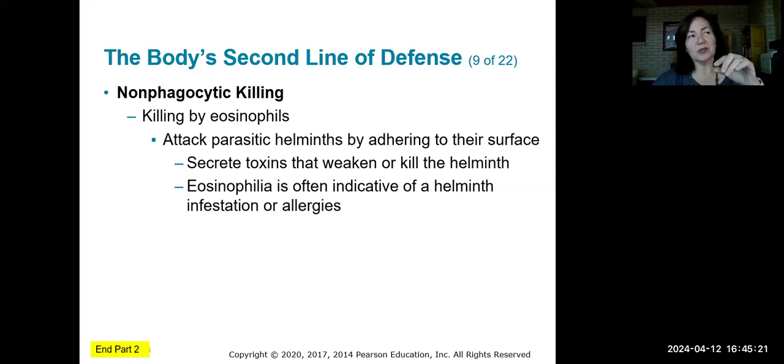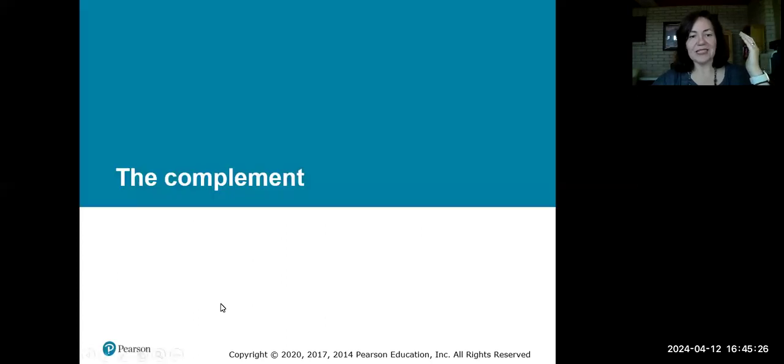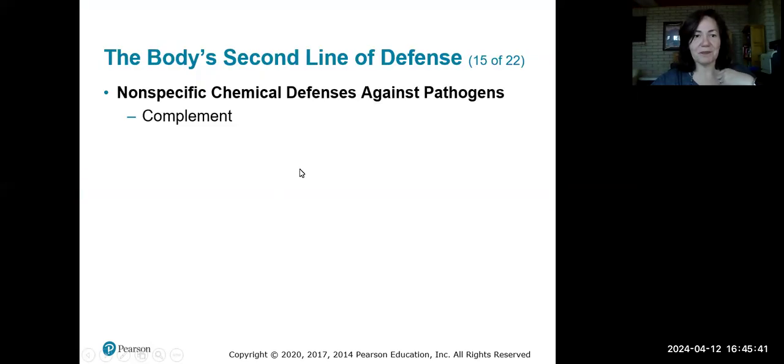Now we're going to move on to this protein system that we have in the blood. It is known as the complement system because it's complementary. That is, it completes or provides more support to those cells that we talked about. What they have in common is that it's non-specific chemical defense against pathogens. That is, these proteins can act against lots and lots of different kinds of invaders.